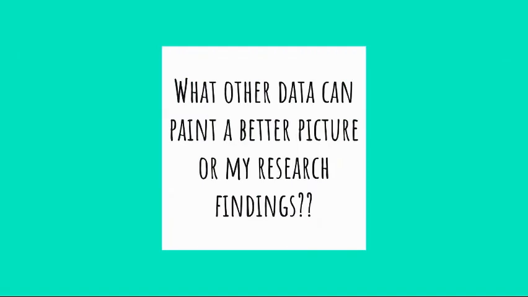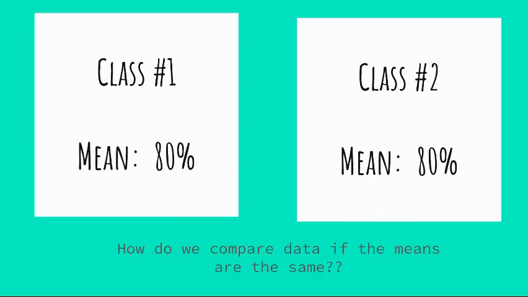So what other data can we get besides just these mean, median, mode, range? What other data can give me another picture of research findings? So let's take, for example, you are a teacher, and let's say your first hour class has an average of 80% on their last unit test, and your second hour class has an average of 80% on their last unit test. Looking at just the mean, let's say that the median is very close as well. Is there any other way that I can tell if my first class or my second class is doing better? And the answer to that is yes.